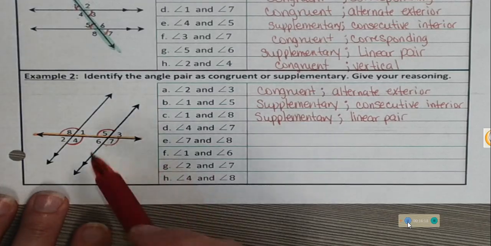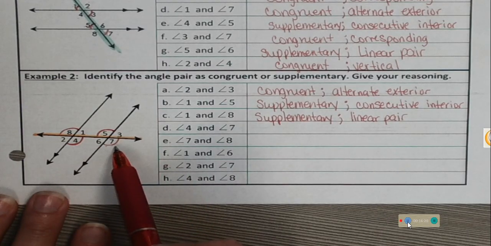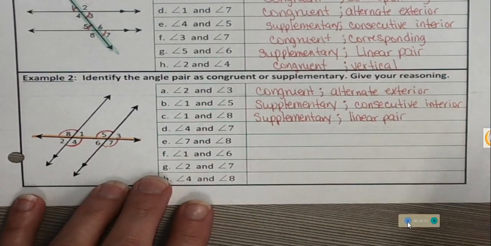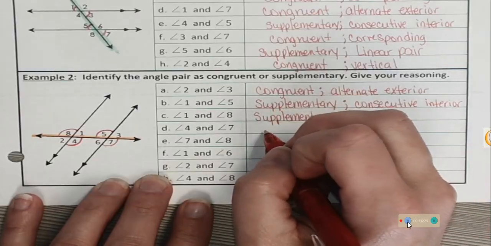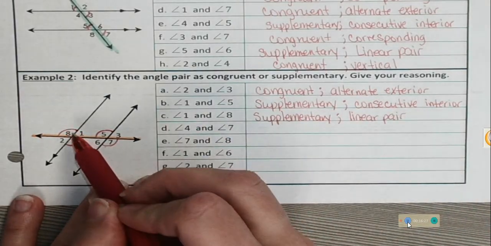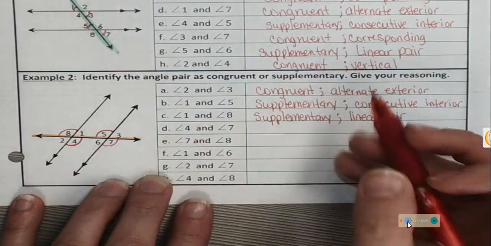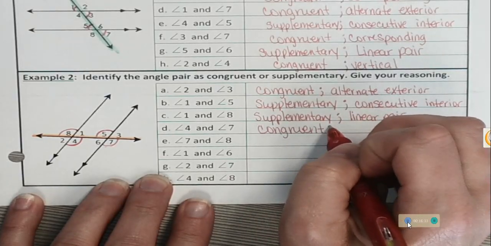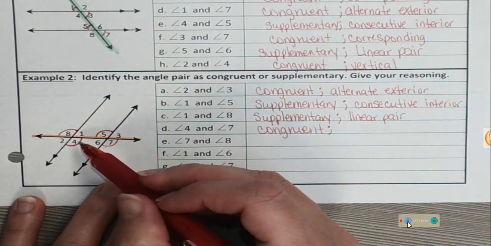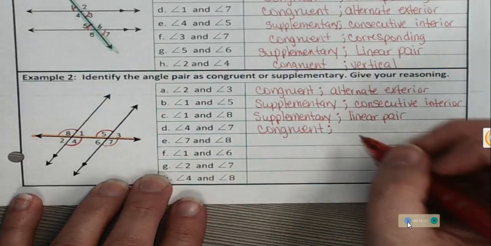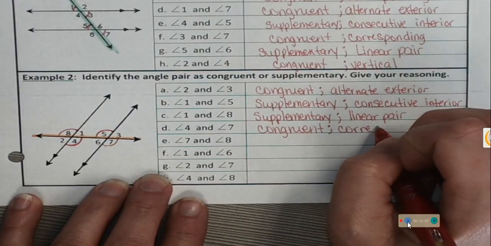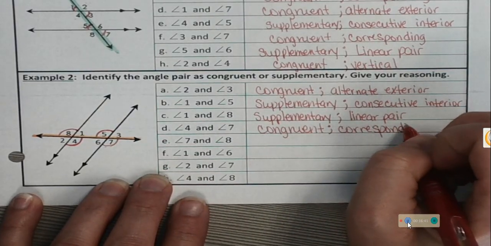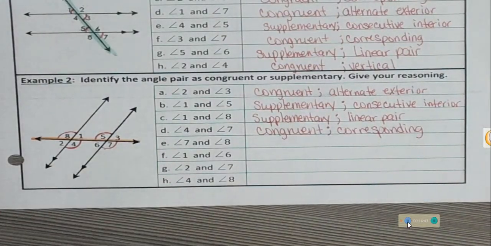All right, 4 and 7. Are 4 and 7 congruent or supplementary? Look at how they're marked. If they're marked, they're equal. They're congruent because they are the exact same, because what kind of relationship do they have? They're the same side and sitting in the same spot, so they're corresponding. So corresponding angles are congruent.